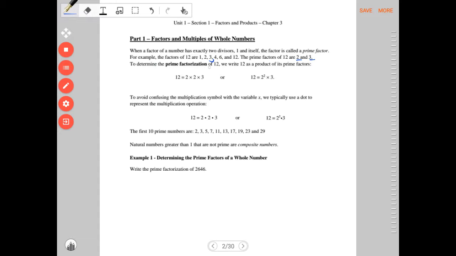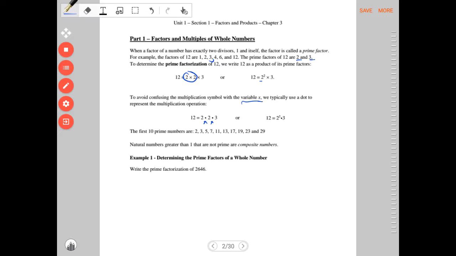To determine the prime factorization of 12, we write 12 as a product of its prime factors. So 12 equals 2 times 2 times 3. They're all prime. Now of course 2 times 2, we can simplify as 2 squared. So 12 equals 2 squared times 3. In this course we're going to be using the symbol x an awful lot as a variable. So in order for us to not confuse the variable x and the multiplication sign, we're going to use dots for multiplying. So 2 dot 2 dot 3, so 2 times 2 times 3. That shouldn't be anything new for you guys. So 12 equals 2 squared times 3.